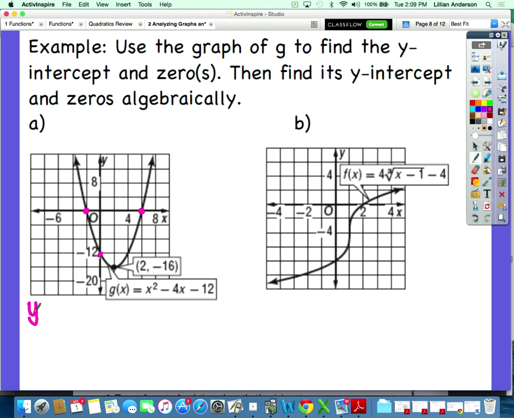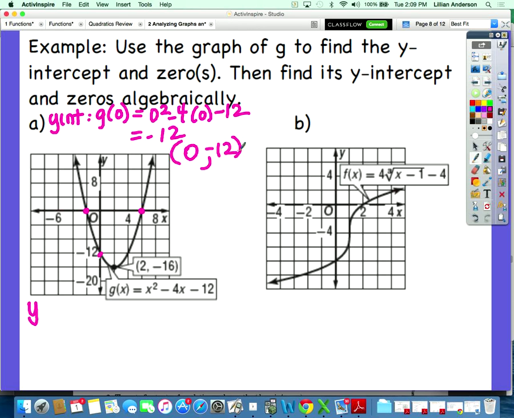So to find your y-intercept, you actually plug in 0 into your function for x. So that's 0 squared minus 4 times 0 minus 12. Well, 0 squared is 0. -4 times 0 is 0. So it's just -12, and that's what we saw on our graph, correct? Y-intercepts are written as a point. (0, -12). That's how you do it algebraically.